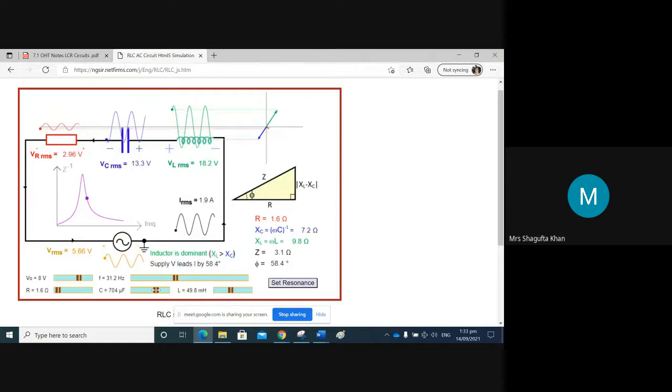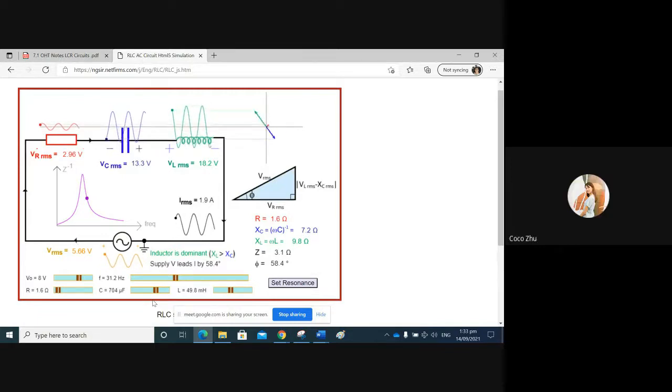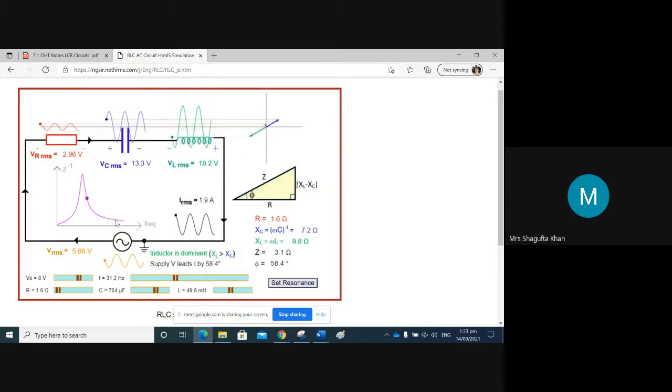so it has now become, has it become an inductive circuit or a capacitive circuit? Capacitive. I mean, inductive. Inductive circuit. So if I want to bring it back to the resonance, what can I do to the frequency to bring it back to the resonance? Do I need to increase the frequency or decrease the frequency?